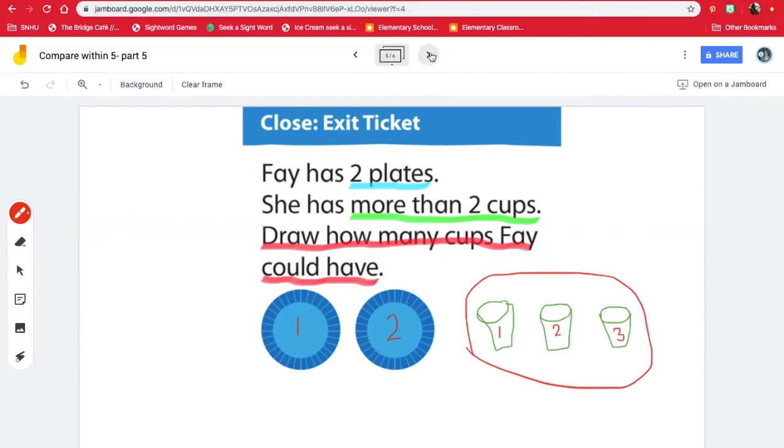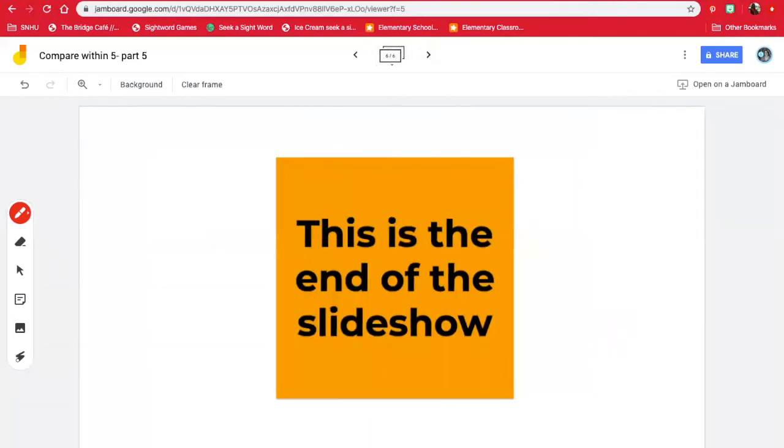All right, and that is the end of the slideshow for today. I can't believe we finished our Compare Within 5 lesson. So now it's your turn to practice. Today, because it's our last lesson for Compare Within 5, we have a special paper that we need to do. A quiz, you might call it, but we don't need to get nervous or anything. All we need to do is try our best, and I know you always try your best.